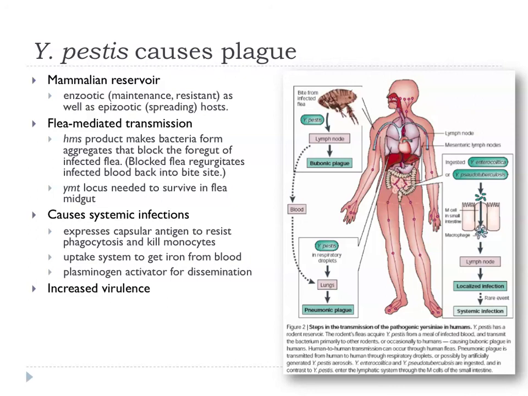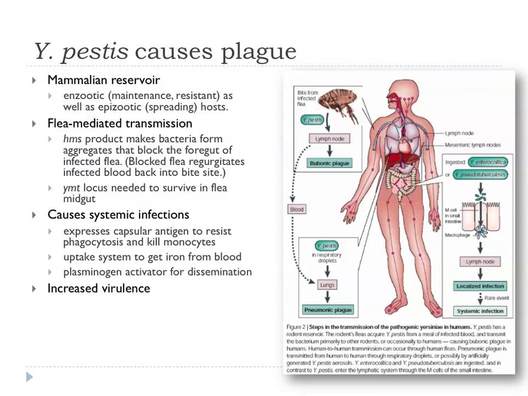And there are a number of gene products that actually help it live in fleas. There's this HMS gene product that makes the bacteria form aggregates. They block the foregut of the flea, and so the blood is regurgitated from the flea. And so the flea bites one host, takes in this blood meal, then bites another host and regurgitates the earlier blood meal, spreading the bacteria that are in it into the new host.